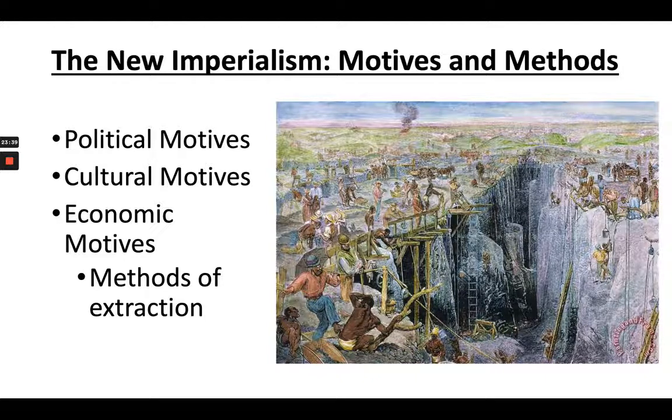You also have cultural motivations. So you have new racial ideologies like social Darwinism. You also have Christian evangelism, right? So part of this will include missionaries. Now, in our first wave of imperialism, the missionaries were primarily Jesuits, right? They were Catholics. Now you're going to see a lot of Protestant missionaries.